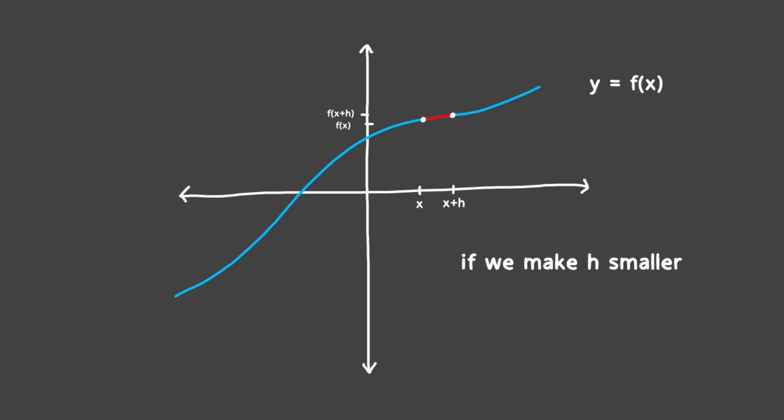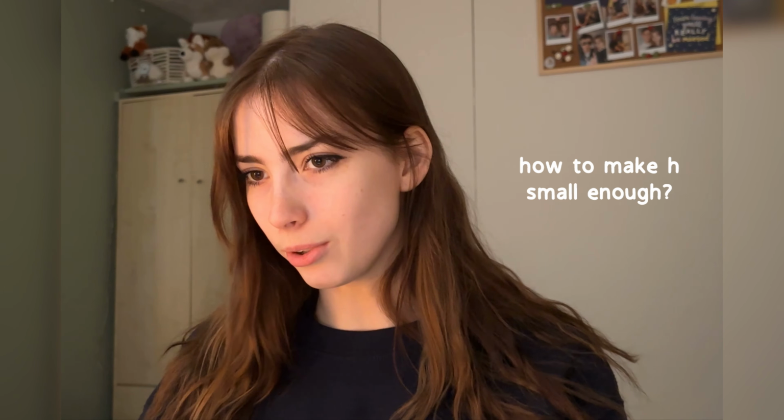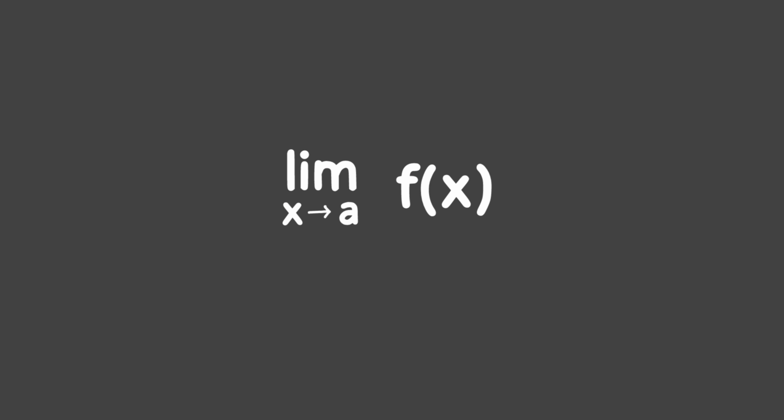The smaller h is, the closer our points will be together, and that means that our gradient is more accurate. So how do we get h to be as small as possible? It's time for another bit of horrible notation. This is a limit.